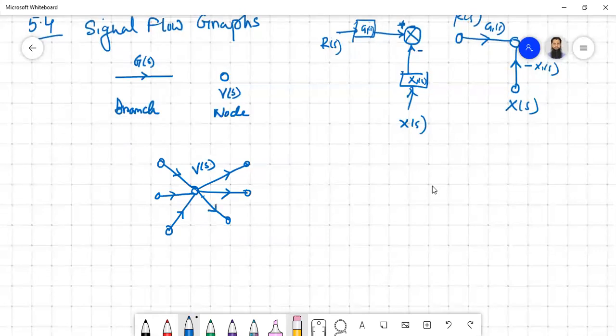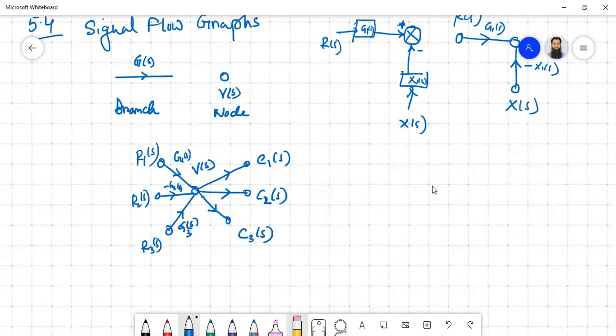So these are called, let's say, outputs C1S, C2S, and C3S. And say these are your inputs, R1S, R2S, R3S. Then you have the gains here, say G1S, minus G2S, minus G3S. Actually, we can also drop the S part because it can complicate the system. So say G4, G5, minus G6.